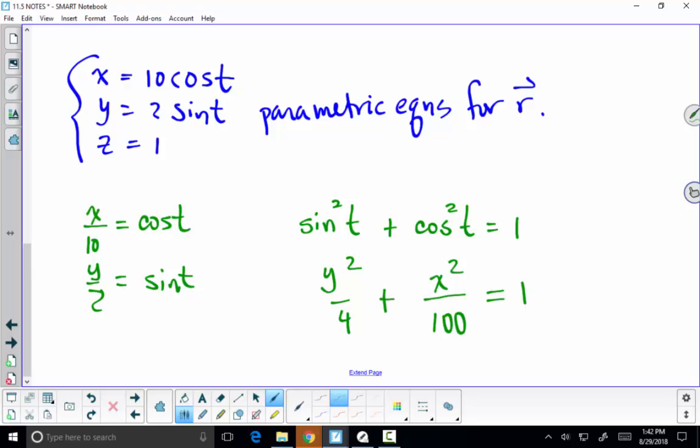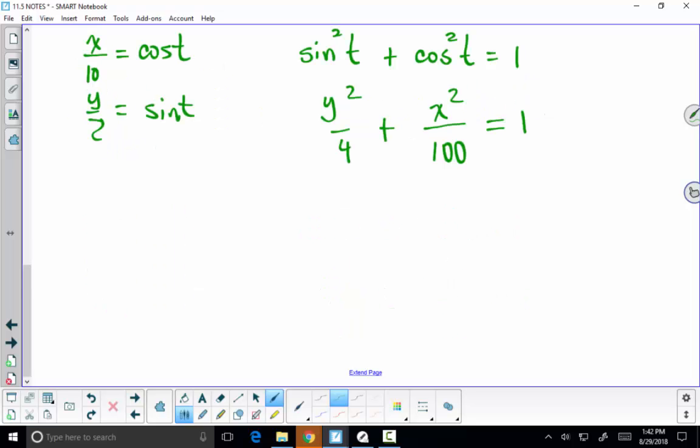Everyone agree? So sine squared, we square both sides, so we get y squared over 4. Cosine squared, we square both sides, so we get x squared over 100. And what's that equation? That is the equation of an ellipse, a squashed circle. So that's an ellipse, and if we wanted to sketch that ellipse, we know that the center of it is at the origin, because it's not a y minus or an x minus. So we know that it's at the origin.